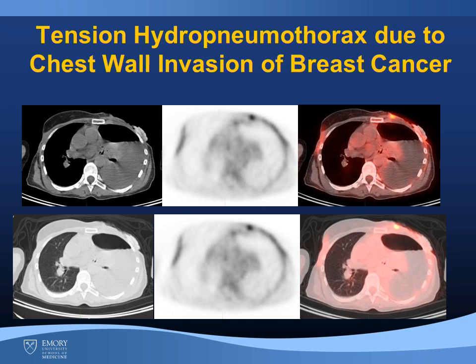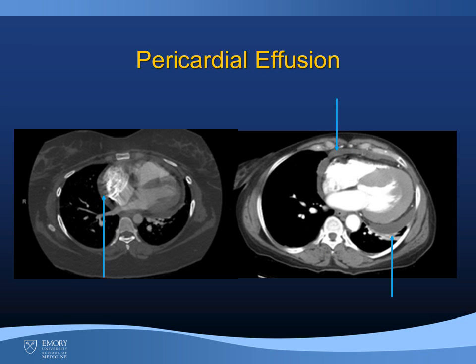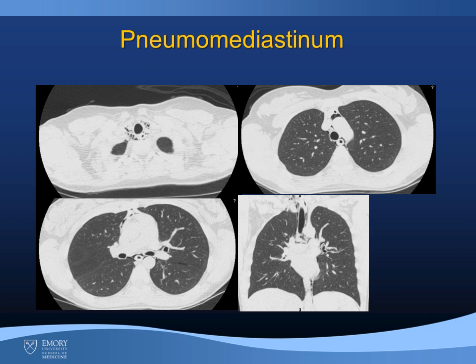And this is a patient who went for alternative therapy in Mexico for a breast cancer, which ended up basically eroding through the chest wall and causing a sucking chest wound, resulting in a tension hydropneumothorax. Here we have a pericardial effusion, certainly a large one, deserves a phone call to the clinician. And a pneumomediastinum, which most of the time occurs due to instrumentation. Again, definitely worth further evaluating and alerting the clinical team.